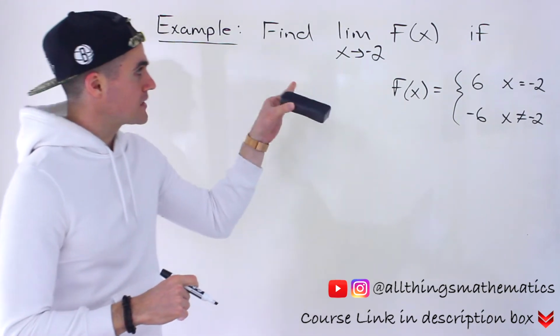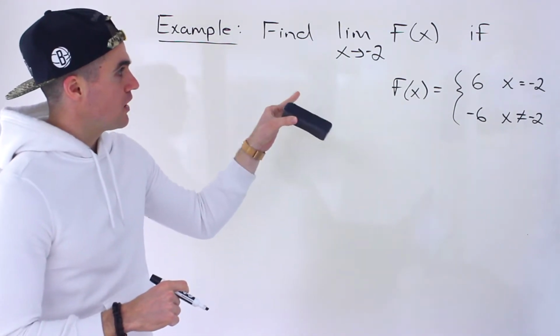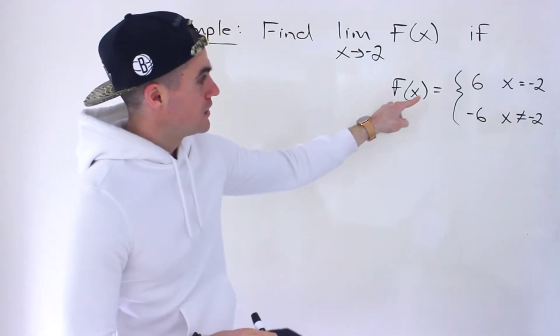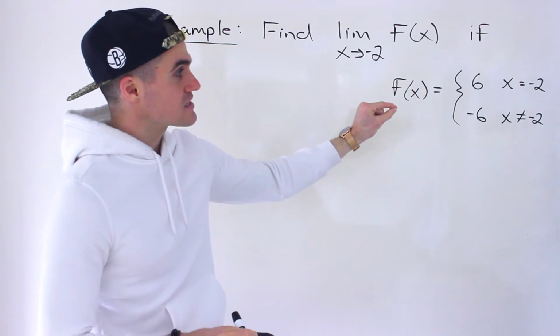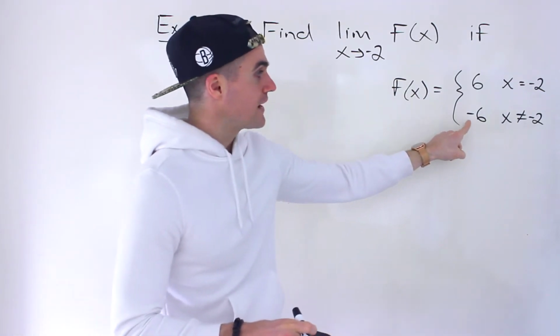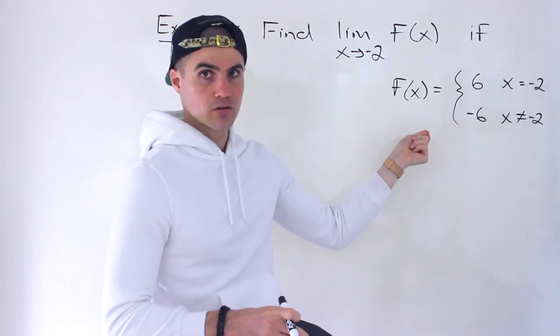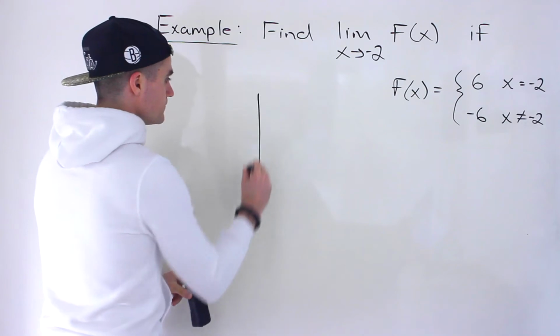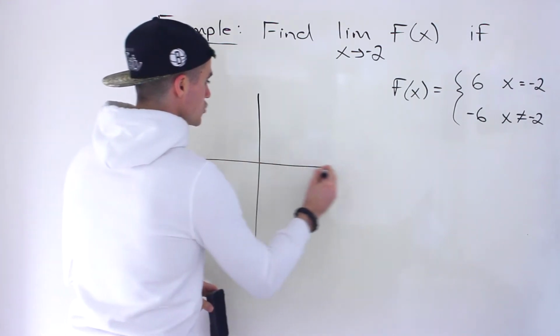So we have to find the limit as x approaches -2 of f of x, if f of x is this piecewise function. So it takes a value of 6 if x is equal to -2, and it takes a value of -6 when x is not equal to -2. So what I'm first going to do is draw this function.